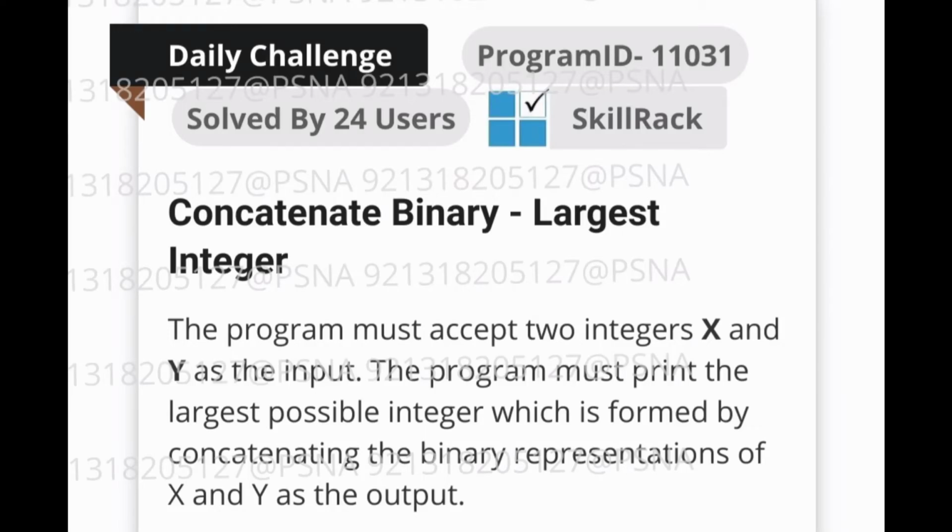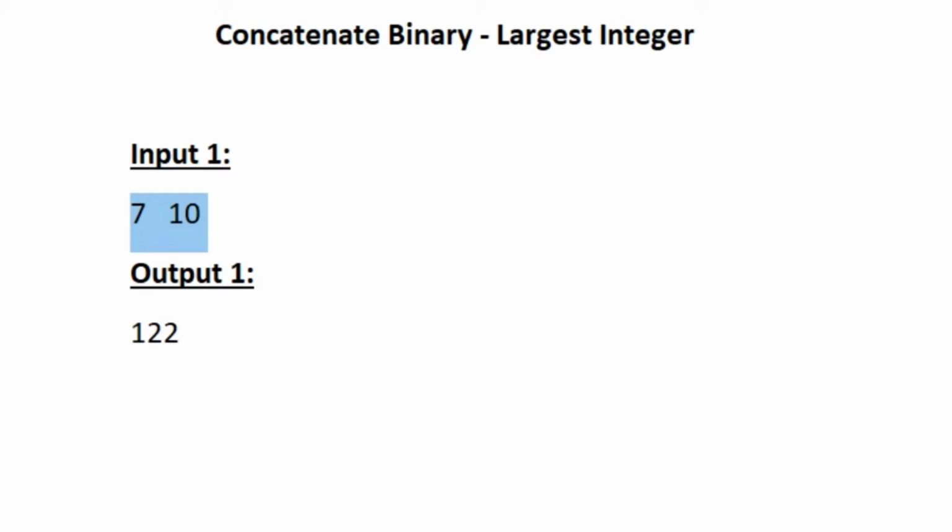This is the question asked in today's SkillRack daily challenge. So in the first line of our input, we are given two integers. The first integer is x and the second integer is y. So now we have to find the binary representation of both the integers.